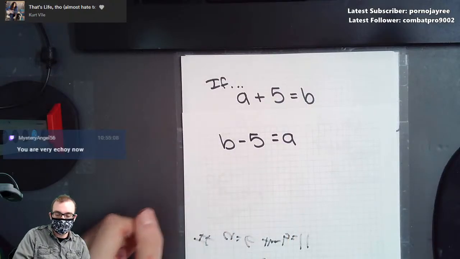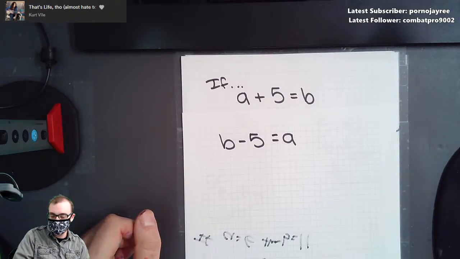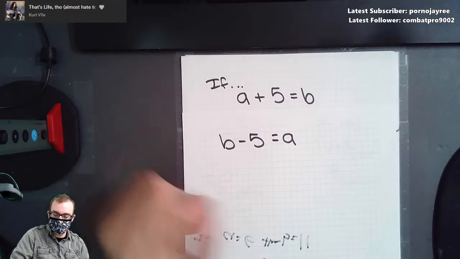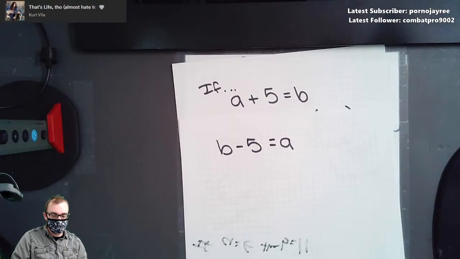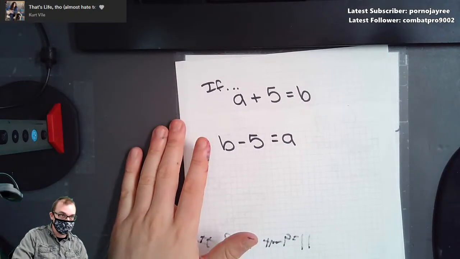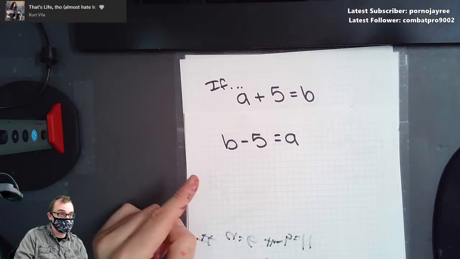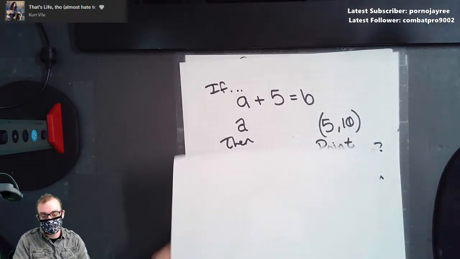B minus 5 equals A. There's your subtraction. Are these the same? This says the distance between 5 and B is A. Yeah, you know that because of PEMDAS, right? That's how you came up with it? That's good. We're going to come back to that. That's actually really advanced. I know it seems silly.